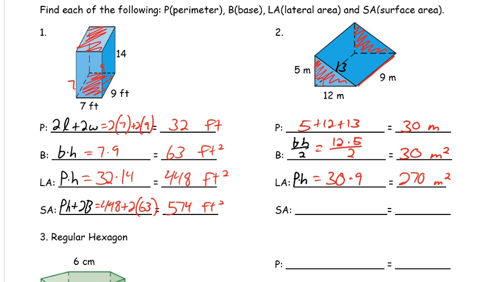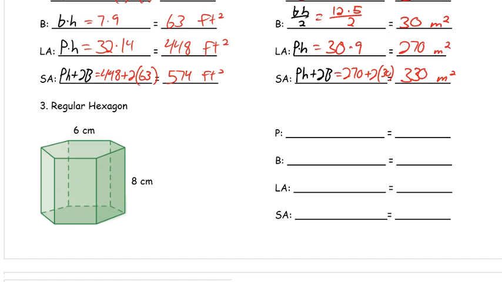And my last step, my surface area: perimeter times height plus 2b. Already did perimeter times height, that's 270. Plus 2 bases, so 2 times 30 apiece. So that's 2 times 30 is 60, plus 270 is 330 meters squared. Your surface area should always be bigger than your lateral area every single time. If it's not, you made a mistake in there somewhere. So this always needs to be bigger than the lateral area.